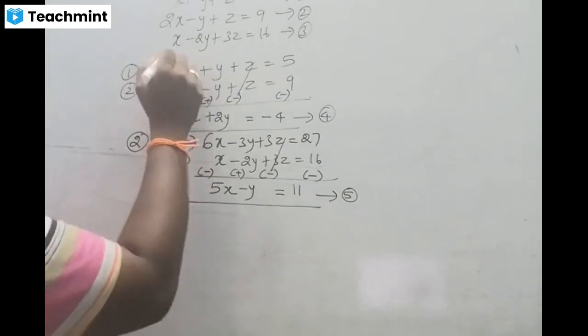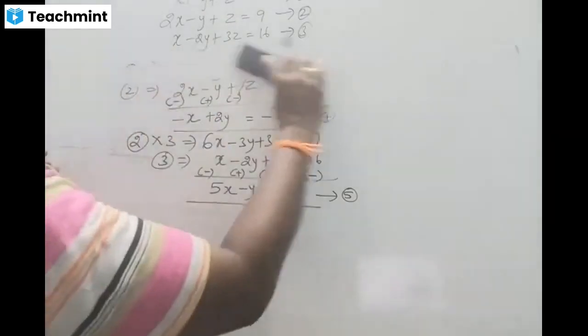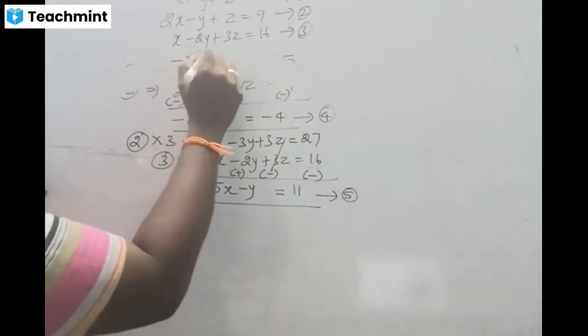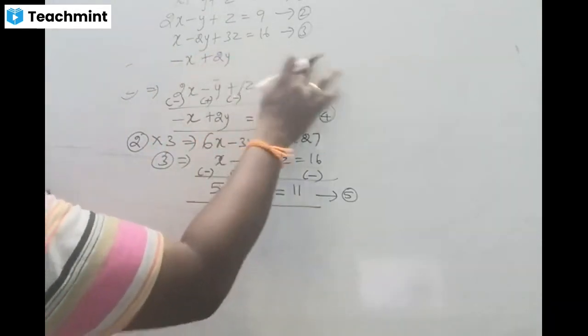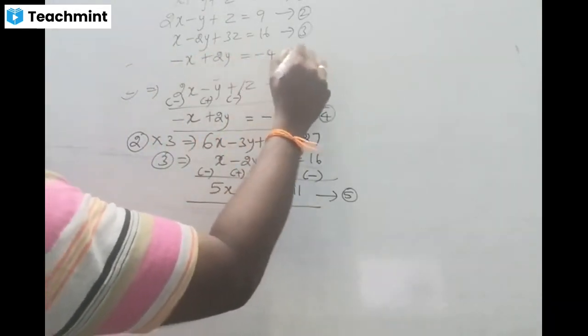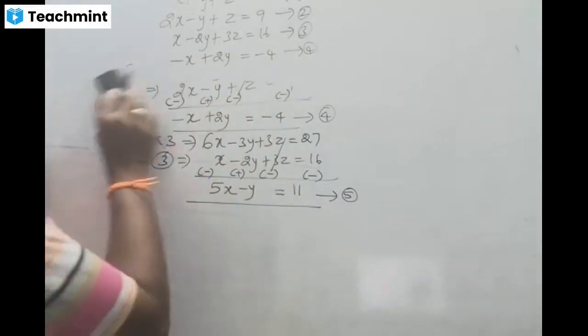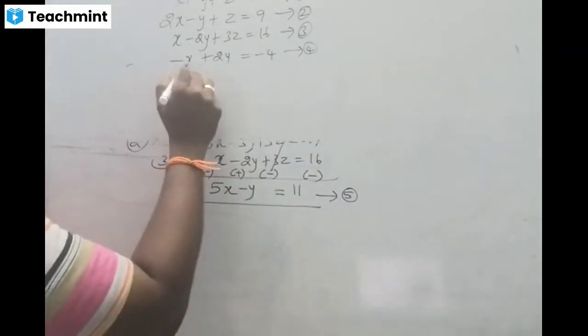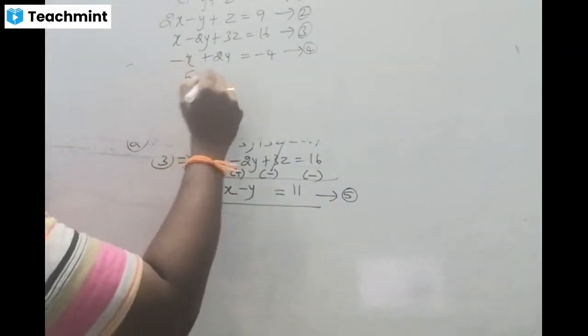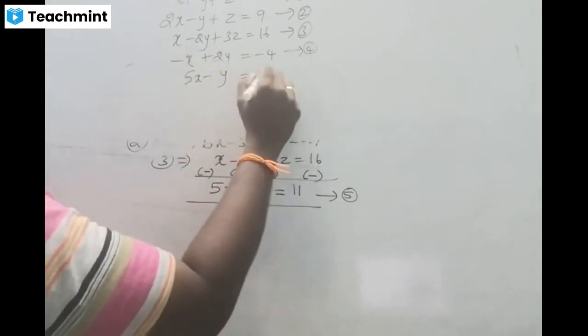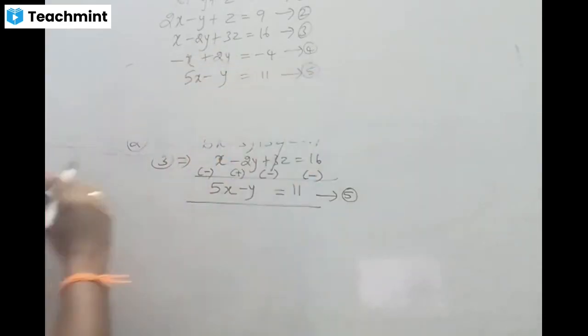Now I'm going to solve equations 4 and 5. Minus x plus 2y equal to minus 4, we call this equation number 4. And what about 5? That will be 5x minus y equal to 11. This is called equation number 5.